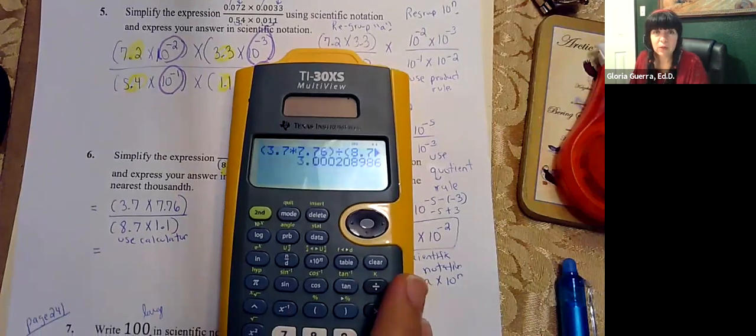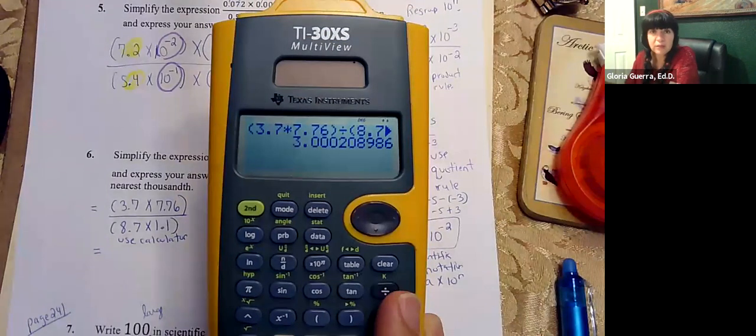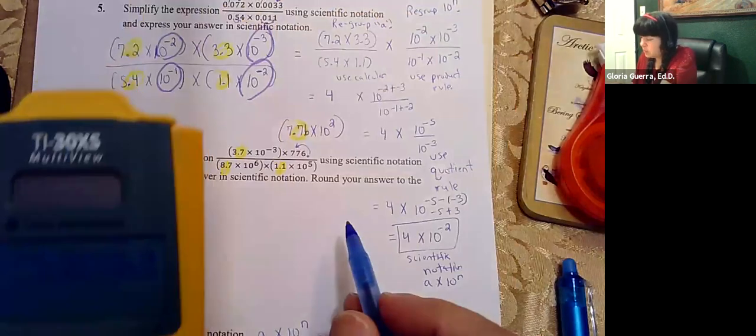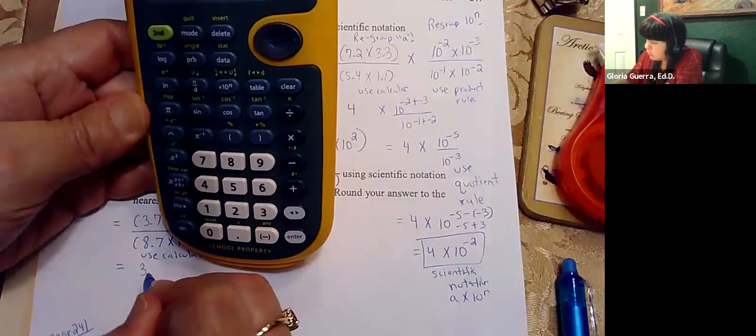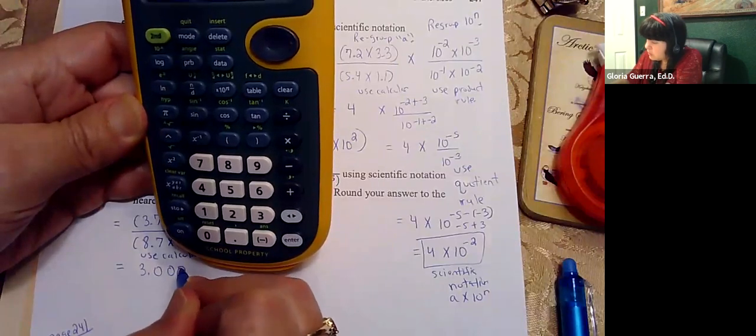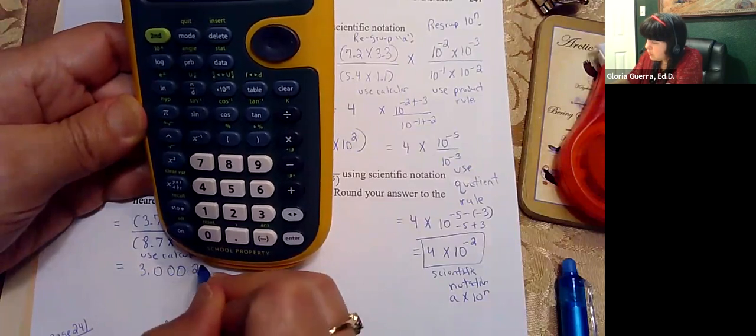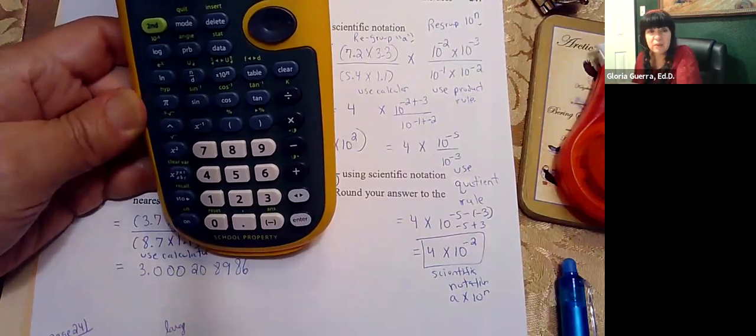Okay, so you see that? And look how long it is. And that's why they tell you to round your answer. See, round your answer to the nearest thousands. They tell you that because they see how long it's going to be. It was 3.0002 0 89 86. Okay.